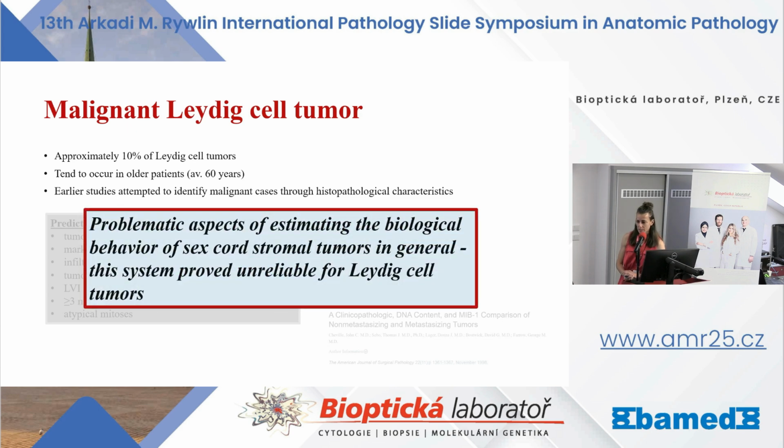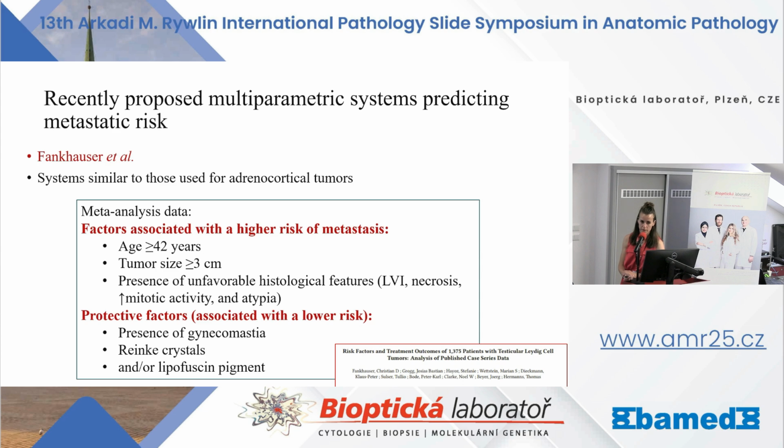But as I said before, it is not always the case that the tumor is histopathologically aggressive and that it behaves accordingly. So given this problematic aspect of estimating the biological behavior of sex cord-stromal tumors in general, this system was proven to be unreliable for Leydig cell tumors. So recently there are some attempts to create better systems which better predict metastatic risk of Leydig cell tumors.